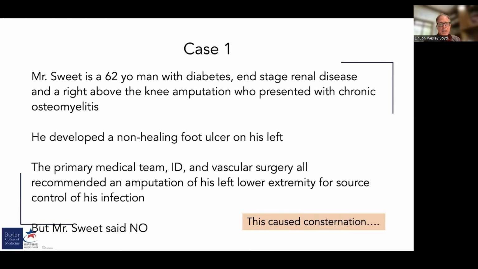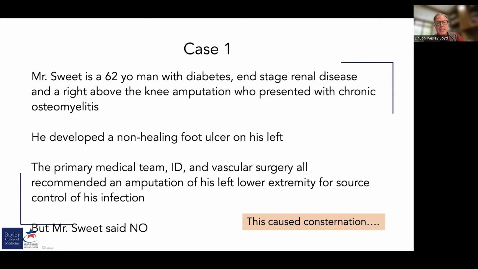So I'm going to talk about this case. This is, again, a real case. All the details have been changed of the individual, including the name. Mr. Sweet is a 62-year-old man with diabetes, end-stage renal disease, and a right above the knee amputation. So he's already had one amputation with lower extremity osteomyelitis. He developed a non-healing foot ulcer on his left side. So he already has a right above the knee amputation.